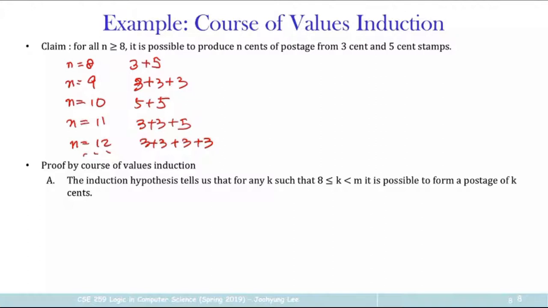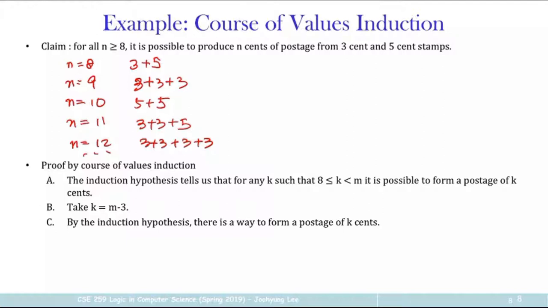So for any k such that k is smaller than m, we assume by the induction hypothesis that this is possible. Now the next step. We want to prove whether we can create m-cent postage. And course of values induction allows us to assume P of m minus 1, P of m minus 2, P of m minus 3, and so on are true. Which means, in particular, when k equals m minus 3, by the induction hypothesis, we know that there is a way to form k-cent postage. This is by the induction hypothesis because k is less than m.